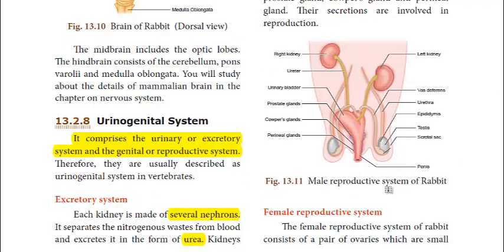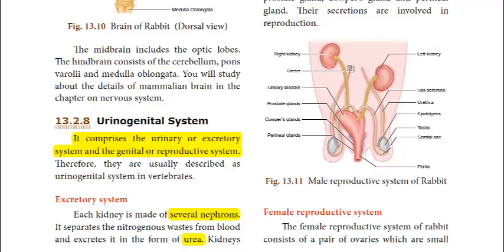You can see both the reproductive as well as excretory organs drawn together here, and that is why we call it the urinogenital system. Now we will see only the excretory organs. You can see the kidneys here, right and left, and the ureter is coming, and its posterior region is connected to the urinary bladder. Through the urinary bladder, the urea is stored in the form of urine, and then it is eliminated through the urethra. So this is the excretory part.